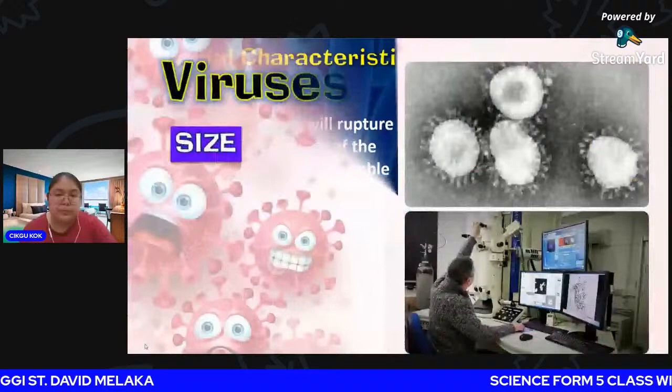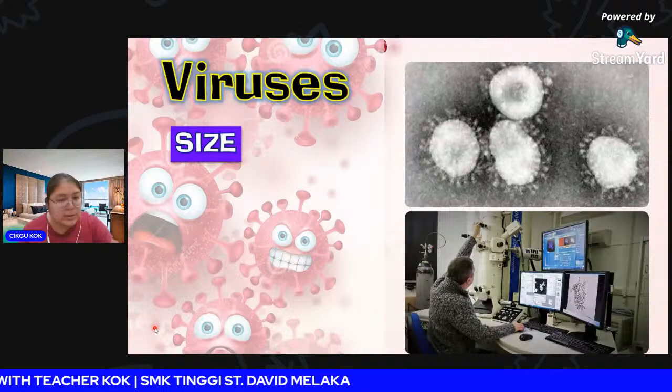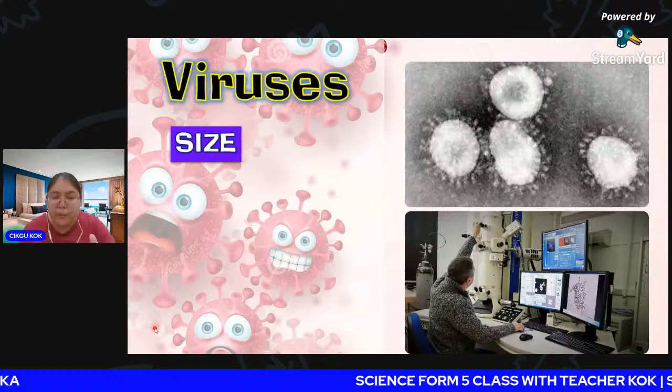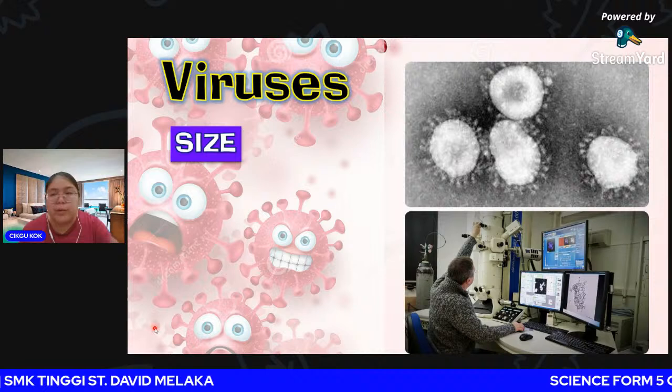Okay, so the bacteria, we finish the five characteristics. Now we go to the last one, viruses. Everybody knows viruses are very dangerous. Among the microorganisms, this one is very, very small. After that, we're going to see where they get the nutrients. That's a very dangerous thing. They get the nutrients from everywhere. Your body also can.